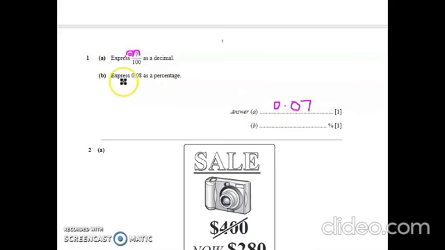Alright, so now this one, 0.08 as a percentage. To express any fraction or any decimal as a percentage, you have to multiply by 100. So when I multiply by 100, my decimal will move 2 places forward. This will be 8%.